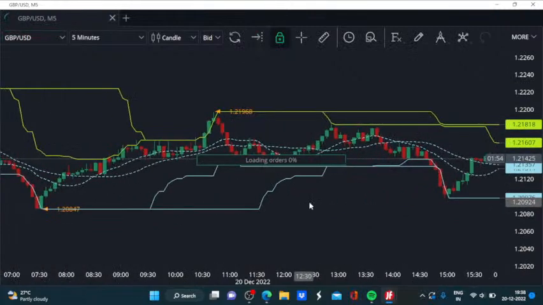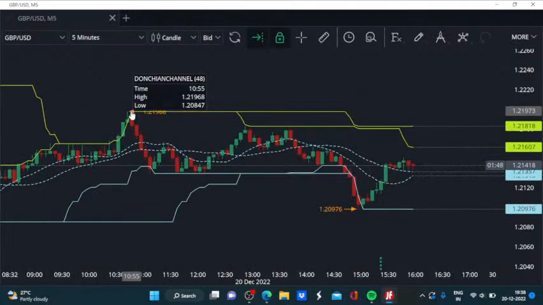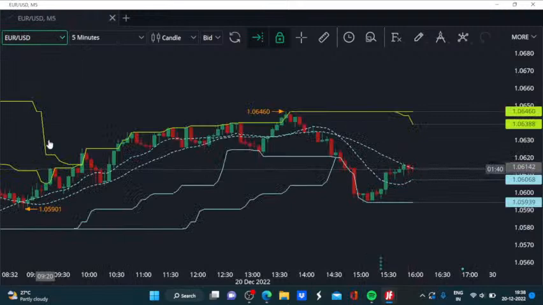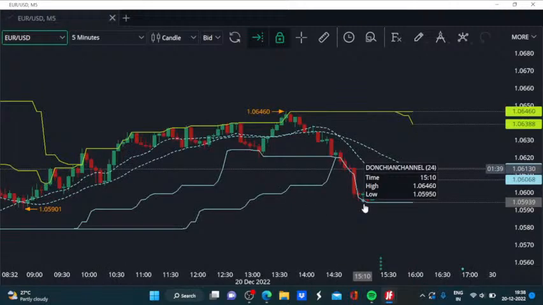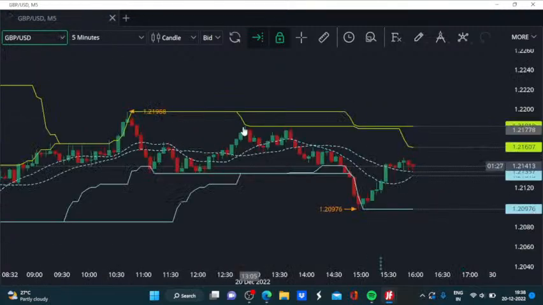GBP is also following a similar price trajectory, and its swing high came in at 10:55 GMT. After that, this immediate low is at 15:10 GMT. Now, if we compare its price trajectory to the euro, there is not much of a difference. The swing high was just recently made for the euro. For GBP, it was made earlier in the day, so that is the difference here.